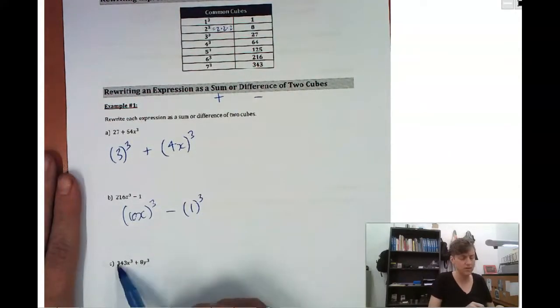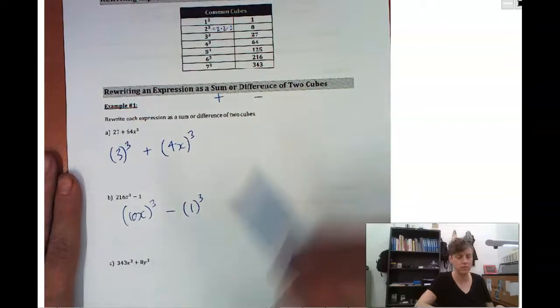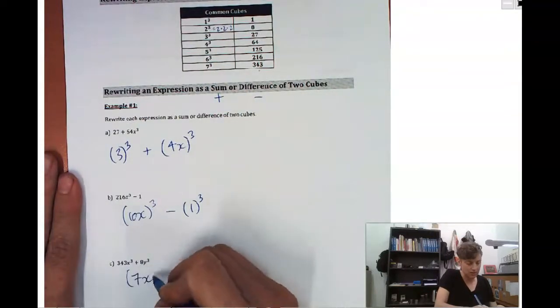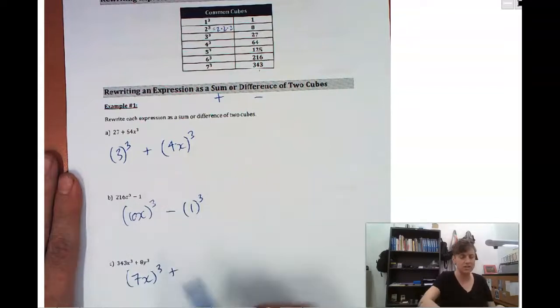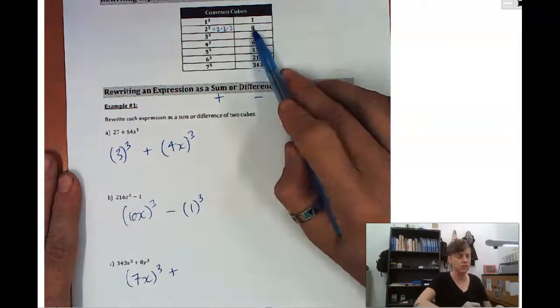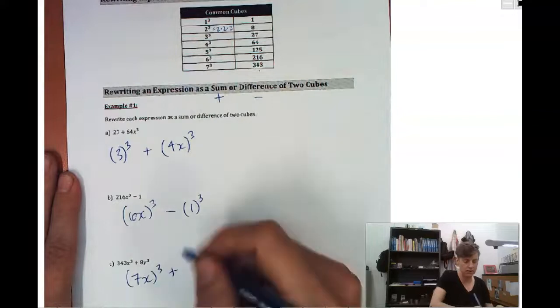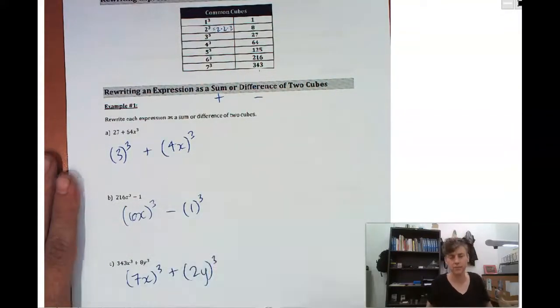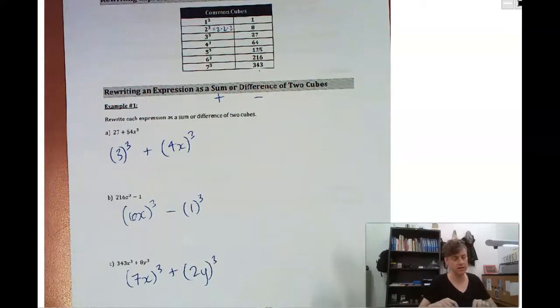And then 343x cubed. 343 is 7 cubed. So we've got 7x cubed plus 8. 8 is 2 cubed, and y cubed must be y cubed. All right, not too bad.